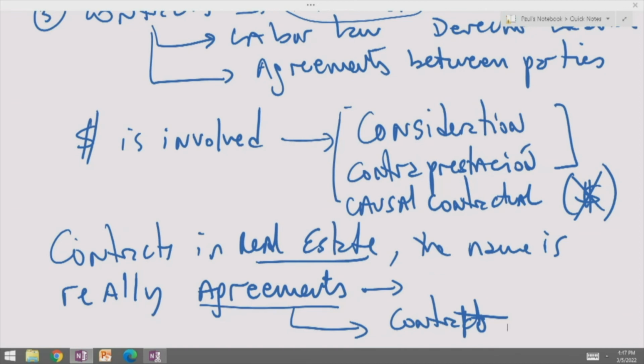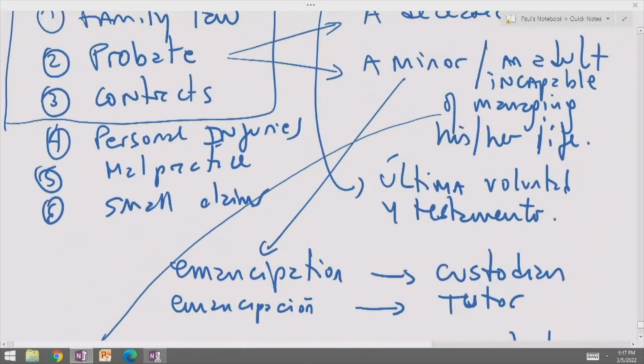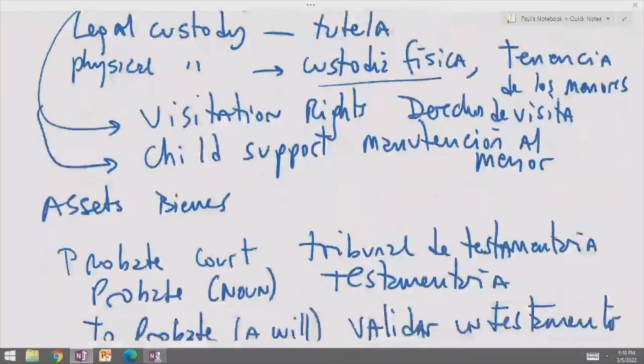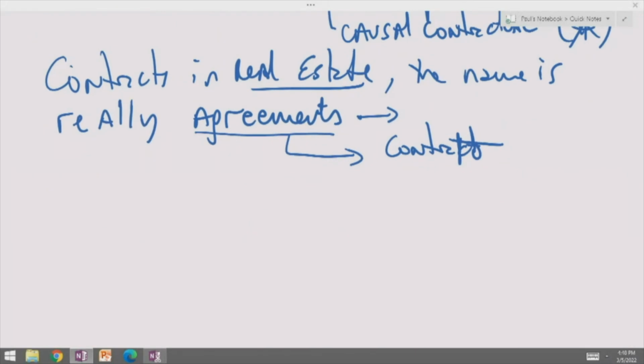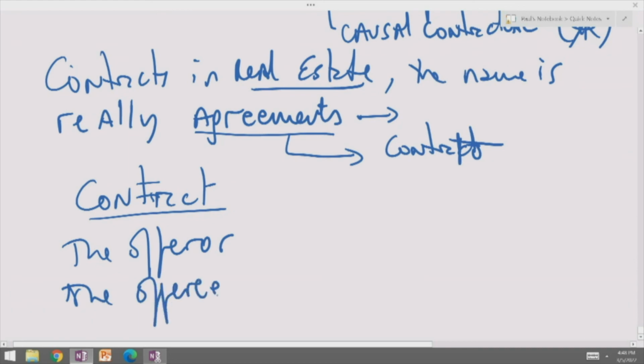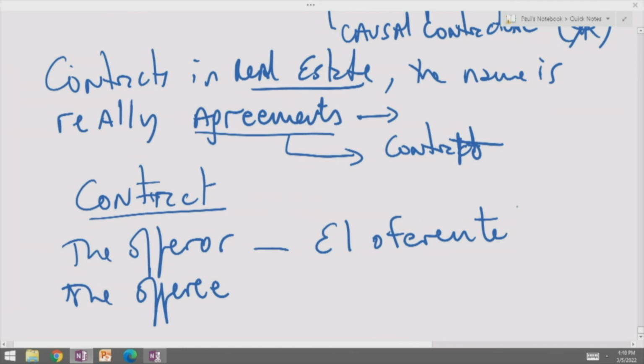So those are the three basic things that we need to work on: family law, probate, and contracts. Now, okay, what we're going to do is we're going to start with contracts, okay? Family law we are not going to be able to start now. So let's talk a little bit about the contract. A contract has two parties: the offeror and the offeree. El oferente, that's the one who puts the property for lease or for rent. Y el receptor de la oferta.